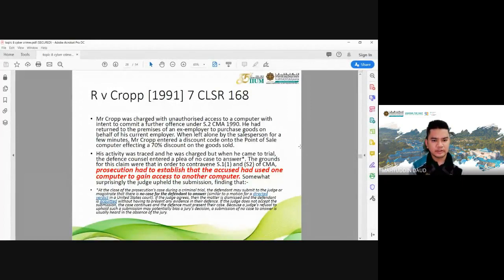This Regina against Croc was one case that was charged under the UK Computer Misuse Act. At this particular time, there was a question on whether you can basically use one computer to hack into the same computer.